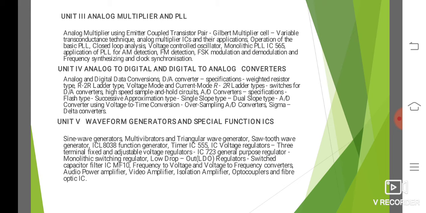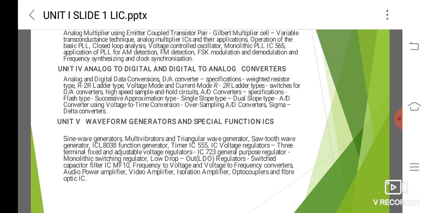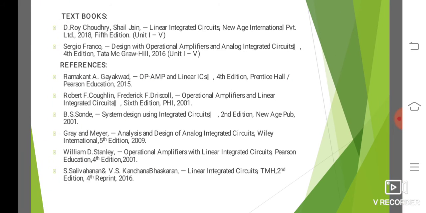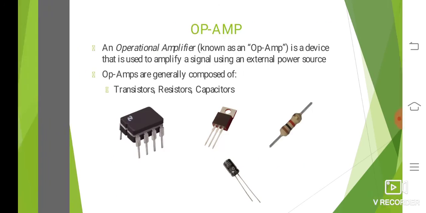In the fourth unit, we are going to study the types of A to D converters and D to A converters, and in the fifth unit we are going to study waveform generators and some of the special function ICs. And these are the textbooks and reference books.